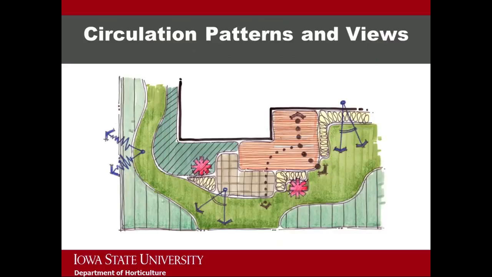On the previous slide, you may have seen different arrows and symbols such as the ones in this image. Those symbols are used to represent and keep track of circulation paths and views while you are organizing the space.